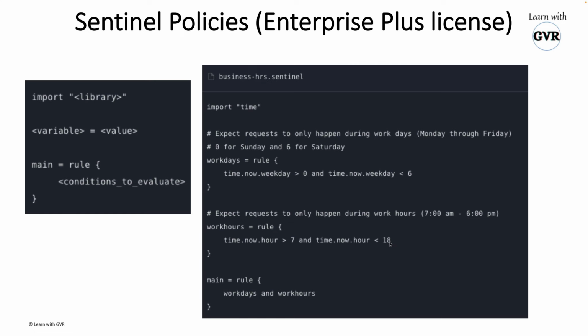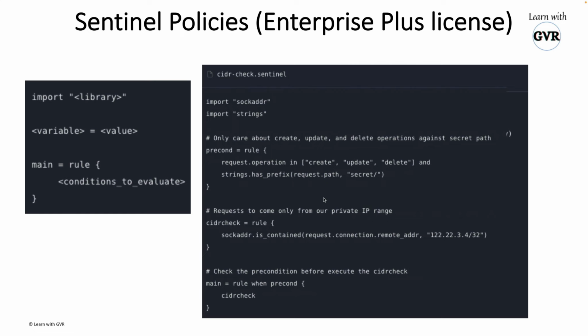Morning 7 to evening 6 o'clock. And what is the actual rule? You are telling the main rule: work days and work hours. This is work hours, work days, as simple as that. So you can write custom policies and apply them to Vault Enterprise Plus, so that if somebody accesses after 6 o'clock, it will deny. So that's a beauty. And the second example is CIDR range specific.